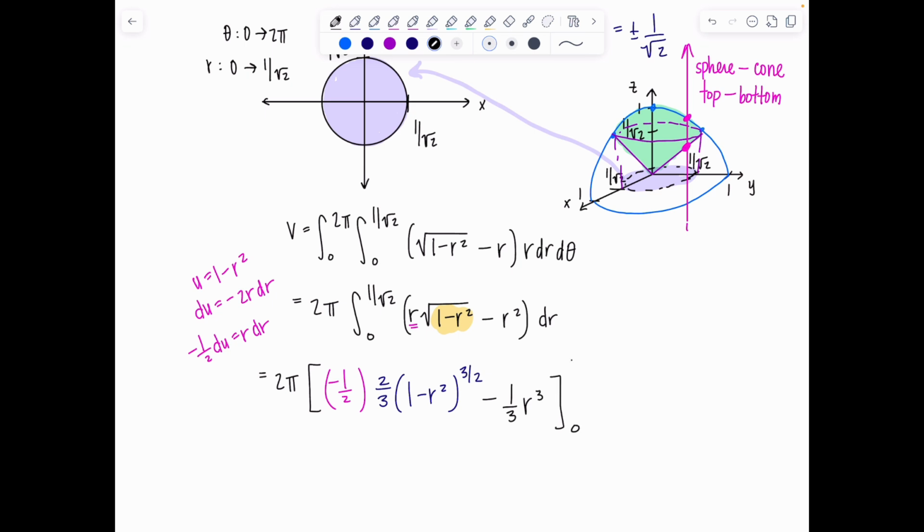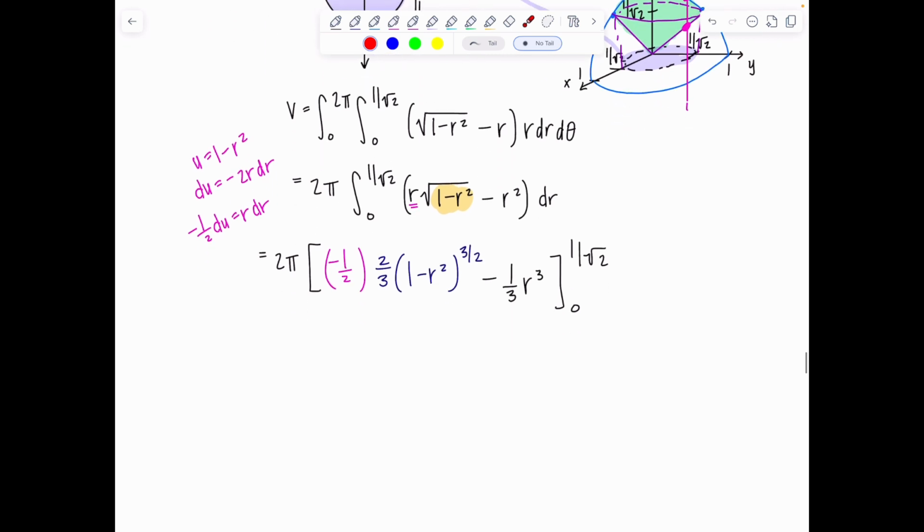And then evaluate this from 0 to 1 over rad 2. It's really nice when you get good at doing this, because notice this term didn't need the u-sub. So if you were going to actually write it all the way out, you'd have to split this into 2 integrals. Who has time for that? Not me. Anyways, this is going to be a fun exercise in seeing how well you can simplify radicals.